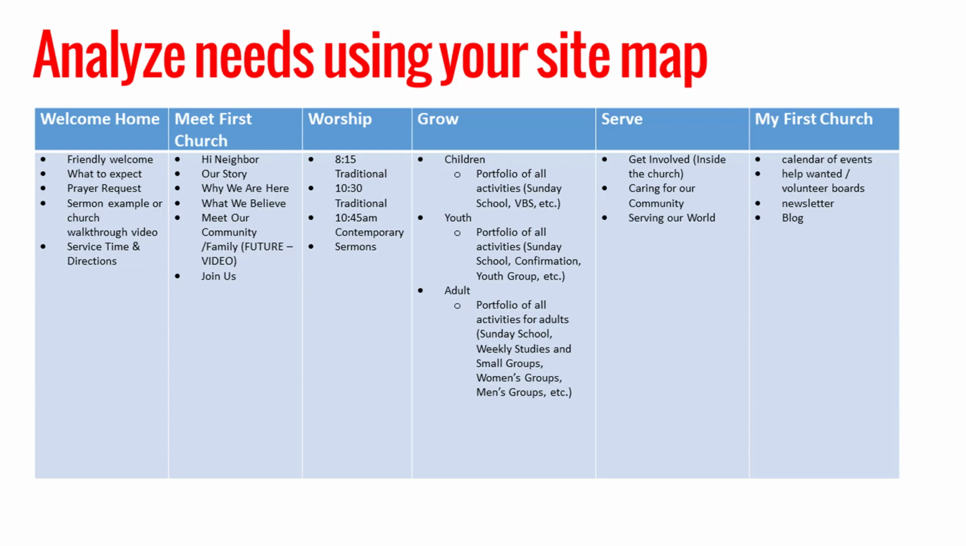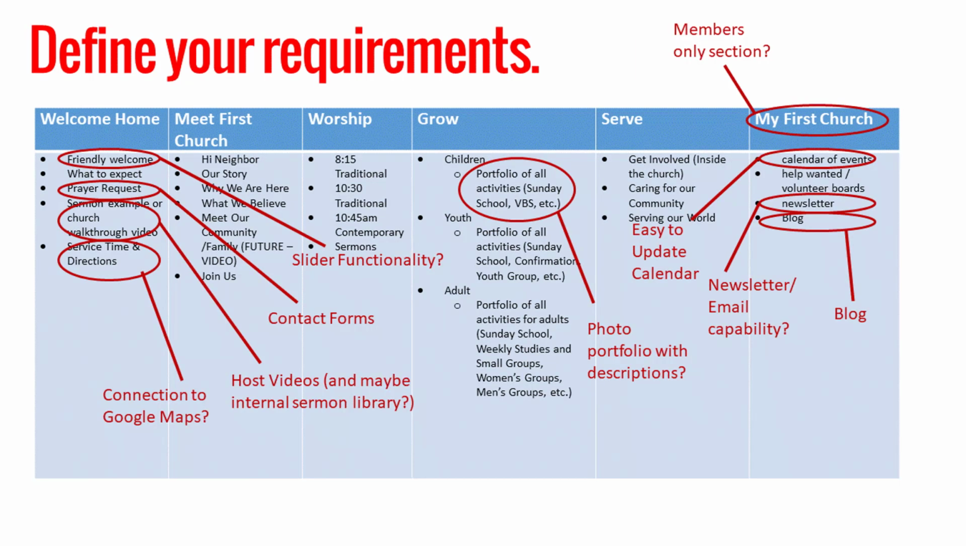The best way to think about it is the menu up at the top and the drop-down. While this isn't a one-to-one connection, it really talks about the priorities, the objectives, and the key questions that people have. We take a look at that, and then we start to look at requirements. When we look at the welcome home, for example, we say, okay, we want a friendly welcome.